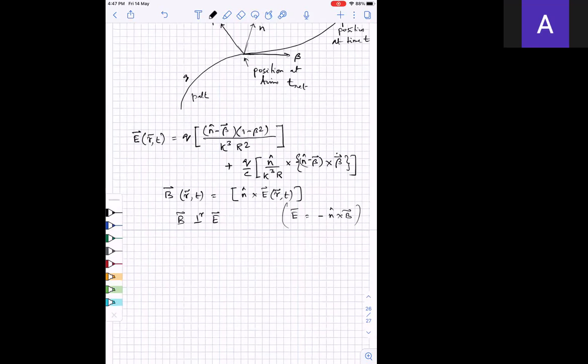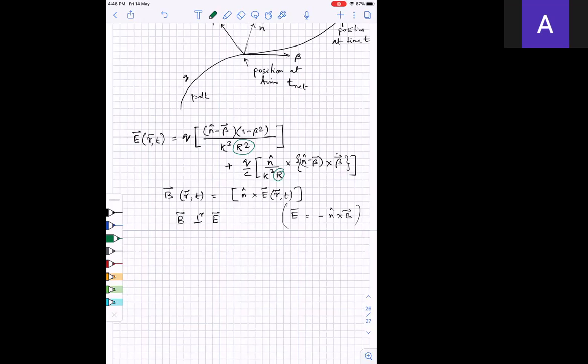Now, as you can see, there is an r squared term over here and an r term over here. When you go to far away distances, obviously the first term dies down and the second term starts dominating. Of course it is multiplied by other factors, and those factors tell you at what distances one dominates the other. But as you go farther and farther away, the second term starts dominating.